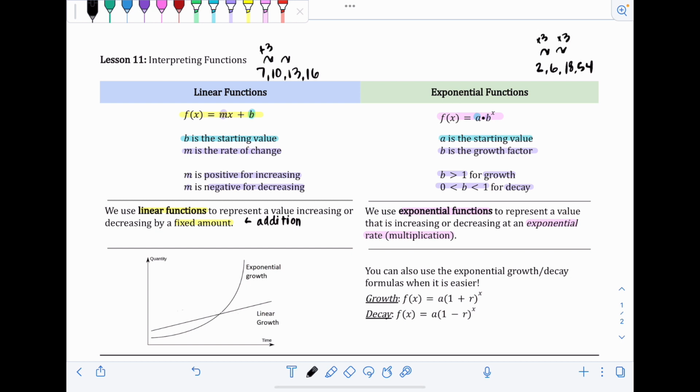It's happening each time multiplying by 3, but you'll notice that the gap from one number to the next is growing. I'm going from 2 to 6, so that gap is 4. 6 to 18, that gap would be 12. 18 to 54, I don't even want to do the math on what that gap is, but the rate of change is not constant. The change in that sequence is growing over time. It's growing at an exponential rate.